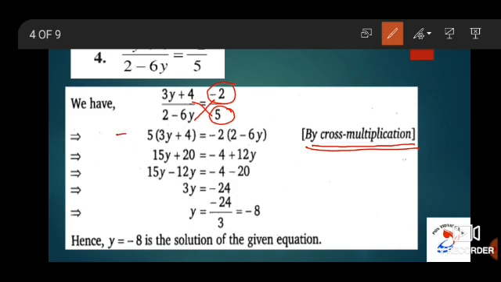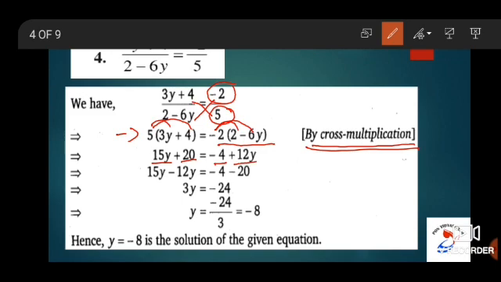That is, in the next step, this will be 5 multiplied by (3y + 4) is equal to -2 multiplied by (2 - 6y). Now, on multiplying 5 by 3y, that is 5 into 3y, that is 15y, 5 into plus 4, that is plus 20, -2 into 2, that is -4, -2 into -6y, that is plus 12y.